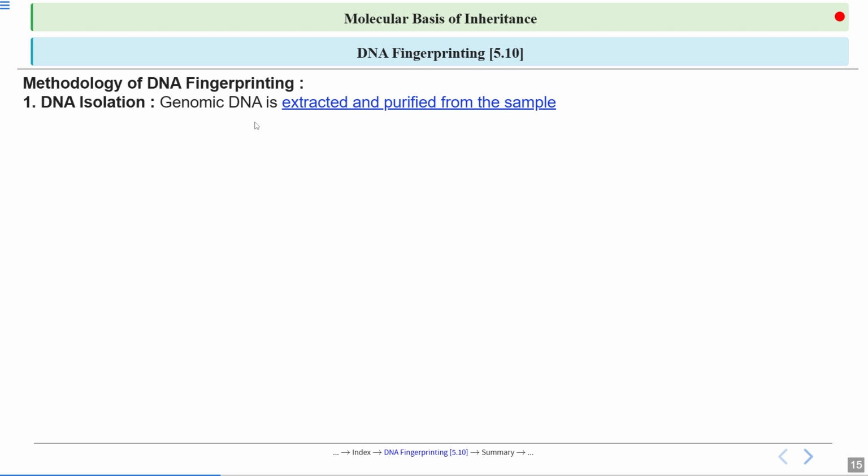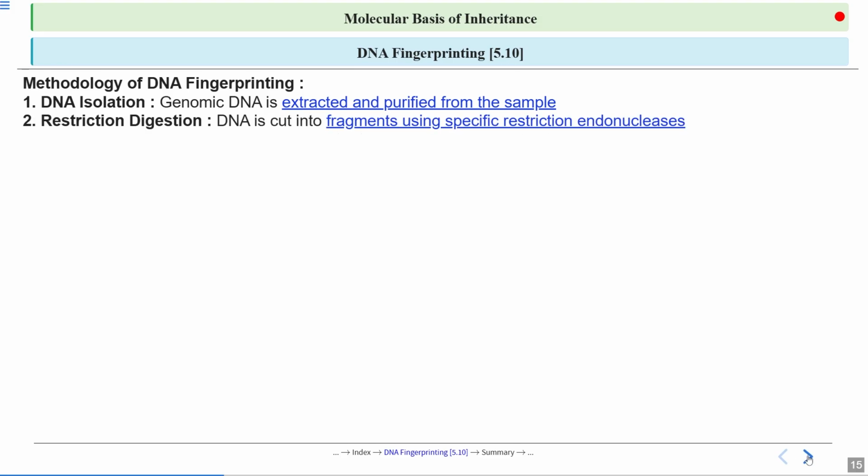Genomic DNA is extracted and purified from the sample. First we will extract this genomic DNA, and then we will purify it. Then using restriction digestion, we know what restriction digestion is. We use a restriction enzyme which can cut the DNA at a particular place.